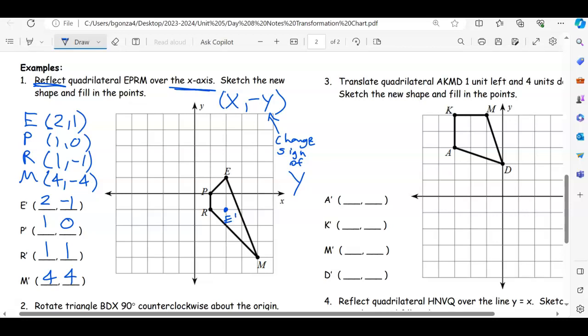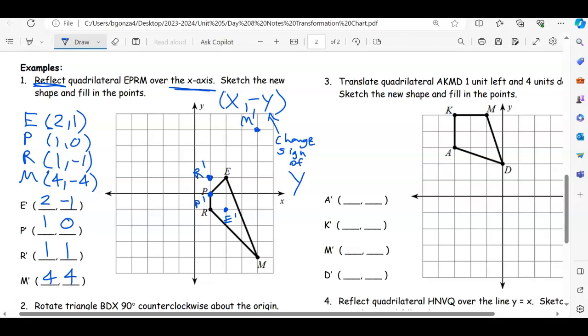The next one is 1, 0. Starting at 0, 1, 0. Okay, is P prime. 1, 1 goes right 1, up 1. That's my R prime. And then M prime is 4, 4. Okay. Make sure you've got these new points. Make sure you graph these new points.